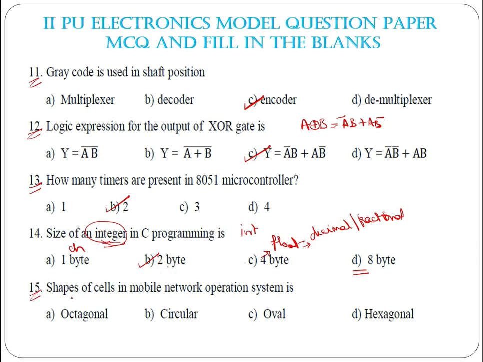15th question, shapes of cell in mobile network operation system is hexagonal, like honey shape, because you are not wasting any space there, so we can avoid as much as possible the non coverage areas. So it will come like this so that it will be having all areas covered. Honeycomb structure we say. This is hexagonal.